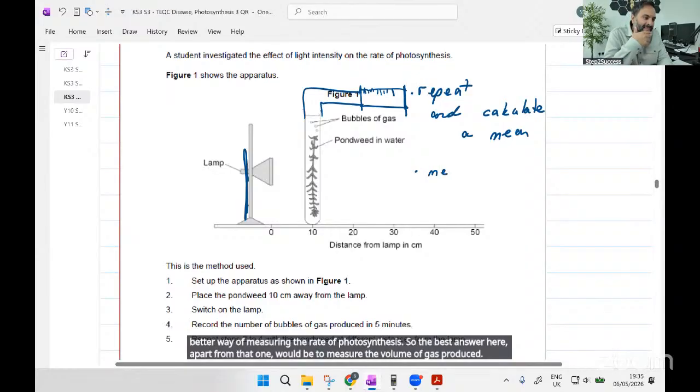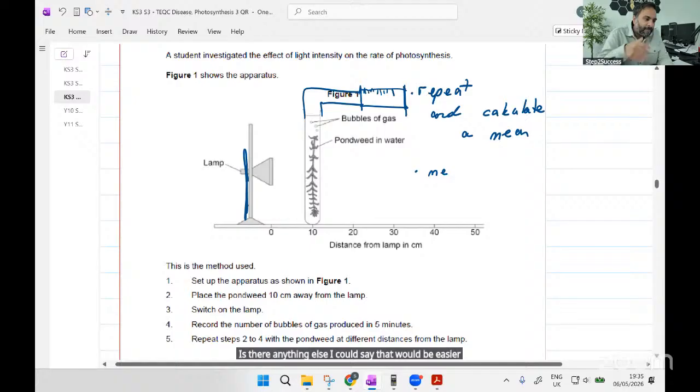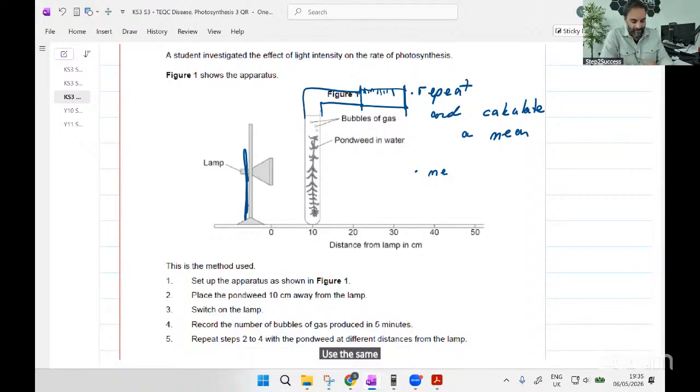Is there anything else I could say that would be easier? Use the same lamp is apparently an answer.